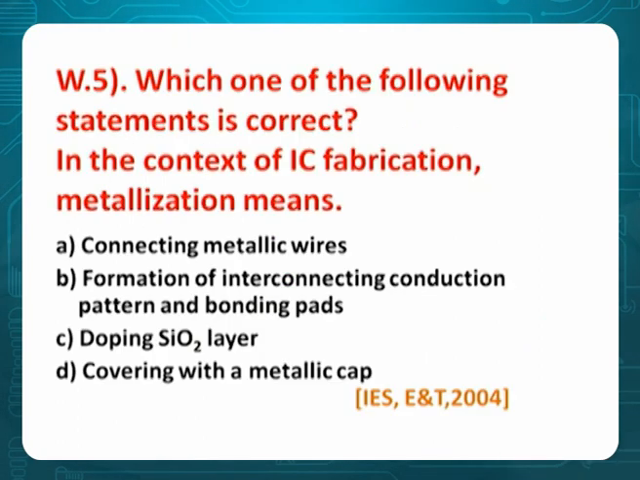Question number 5. Which one of the following statements is correct? In the context of IC fabrication, the metallization process: connecting mechanical wires, formation of an interconnecting conduction pattern on bonding pads, doping the silicon dioxide layer, or covering with a metallic cap. It's also asked in IES: what is the correct thing we are doing in metallization?